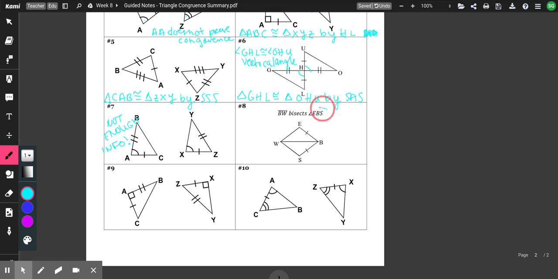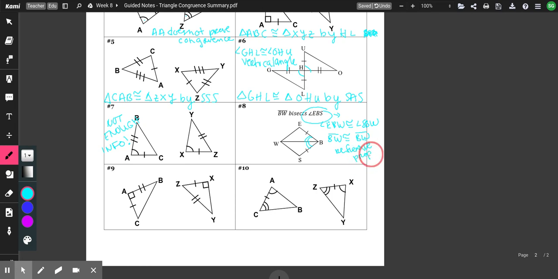BW bisects an angle. Oh, bisect. That means cut in half. EBS. I'm cutting this angle in half. Well, if I do that, I get these two angles are congruent, right? This allows me to say that angle EBW is congruent to angle SBW, right? That's the definition of bisect. I also know BW is congruent to BW, right? That's what we know as the reflexive property.